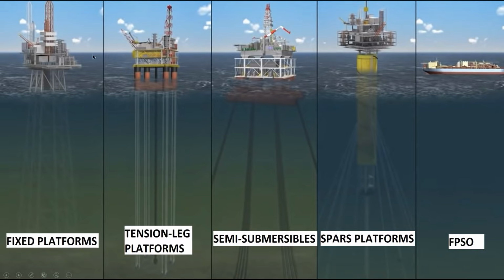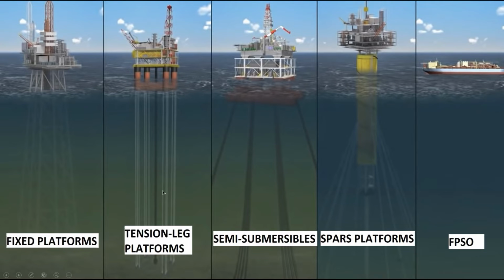Here you can see the fixed platforms. This is the top side of the platform. This is the jacket, and it is piled on the seabed. After the piling, it is connected with the jacket, and the jacket is connected with the top side. We'll discuss fixed platforms in detail in part 2, because in the Middle East, like in UAE, Saudi Arabia, and Qatar, all these areas have this fixed type of platform.